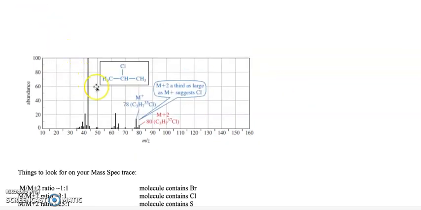Alternatively, in this molecule, we see the M+ at 78. We have a small M+1, and then we have an M+2. And the M+ to M+2 is about a 3-to-1 ratio. That tells me chlorine. So that's what I'm looking for.